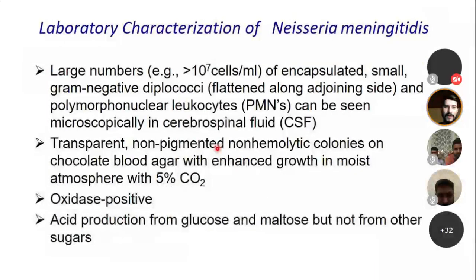So, laboratory characteristics. I think we discussed this a bit, right? So I told you about the CSF microscopy, and then you do the test there, oxidase positive.